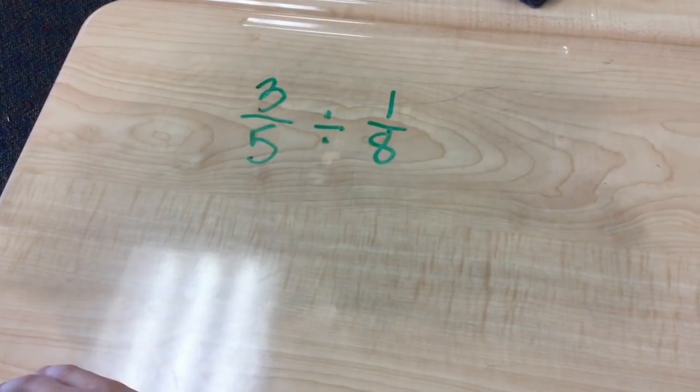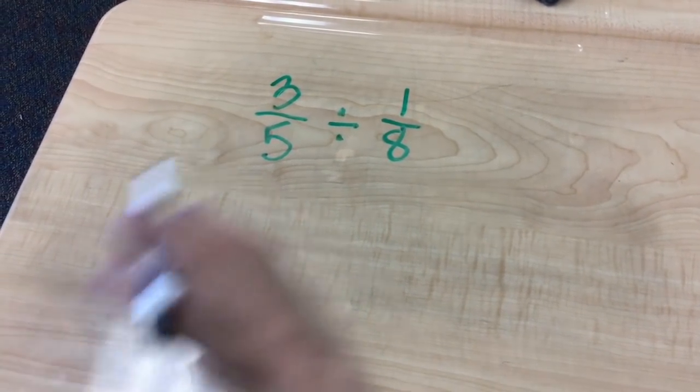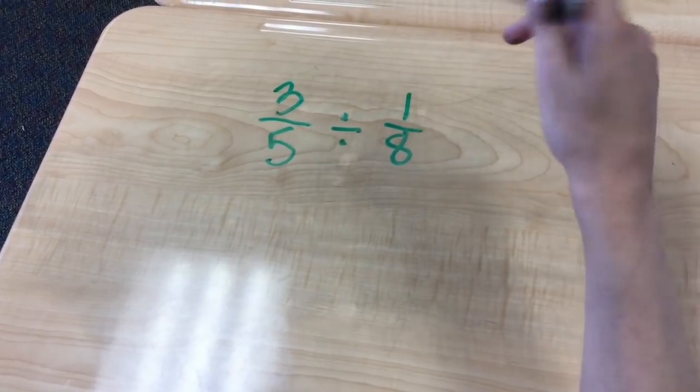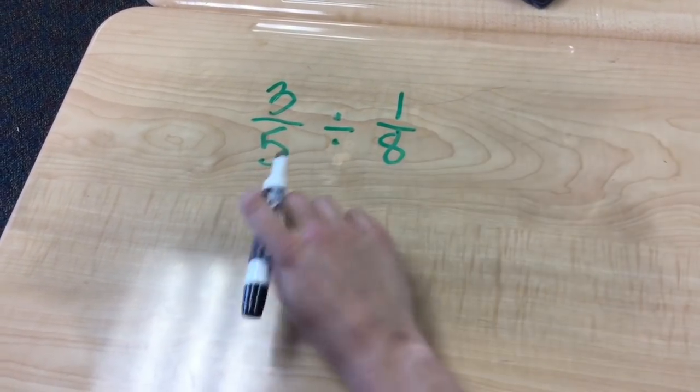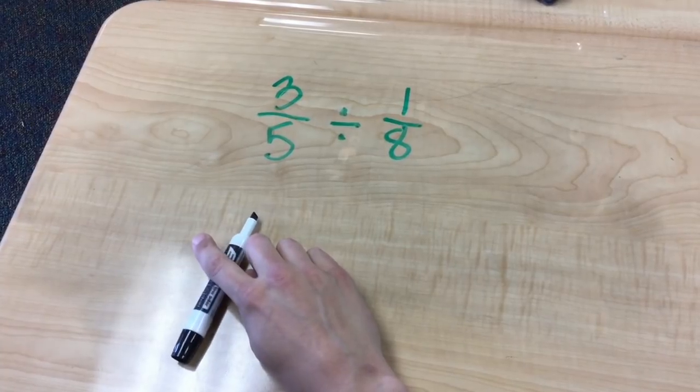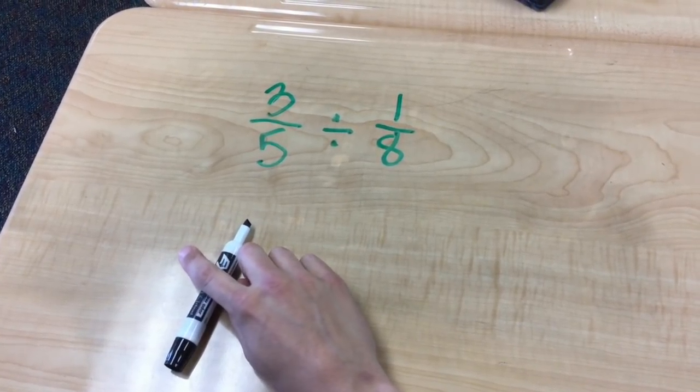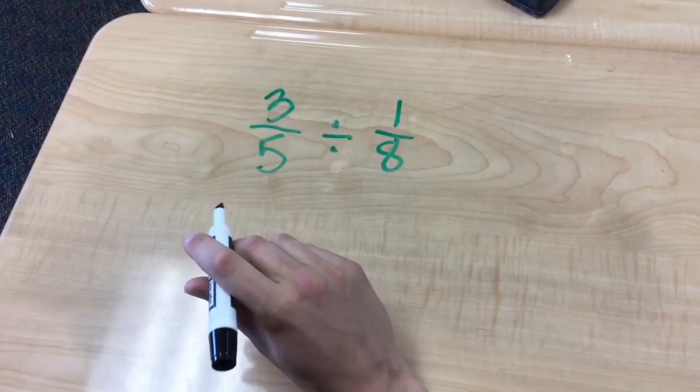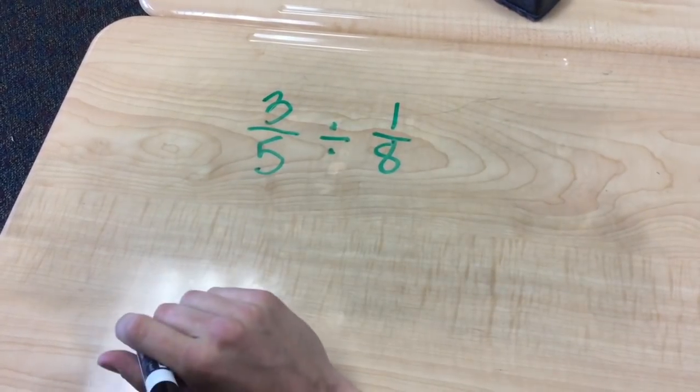Okay, let's try this one. 3/5 divided by 1/8. Okay, 3 divided by 1 is... No, wait. With division, the rules change just a little bit. Okay, so we're going to keep the first number, 3/5. So rewrite 3/5, please.